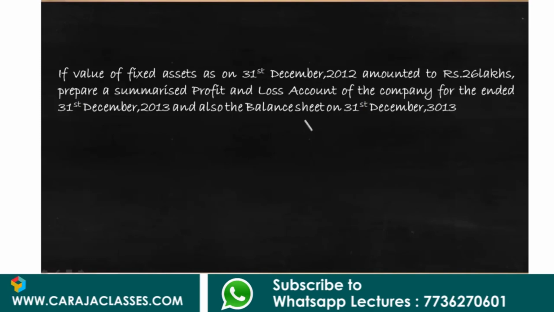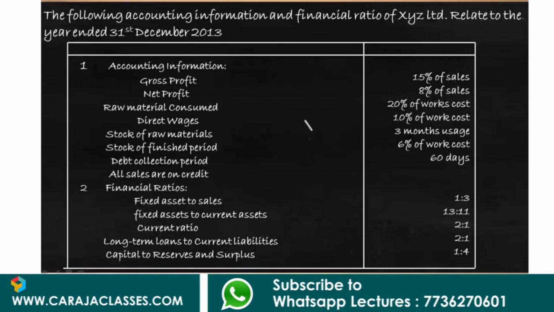So which information do we start with? We should pick up an information which will pave way for the others. So first let's make use of some financial ratios. We have the fixed assets to sales ratio, and in the question we have fixed assets equal to 26 lakh. So if we start with this, we'll get sales. If you get sales, probably you will be able to find some other information, and here the fixed assets to current assets ratio is available.